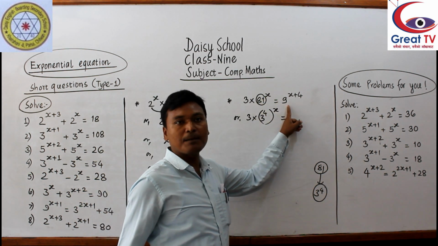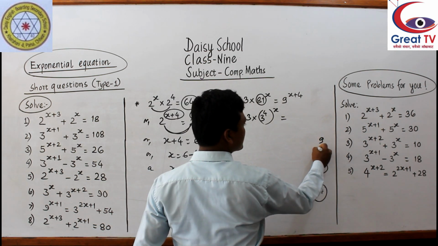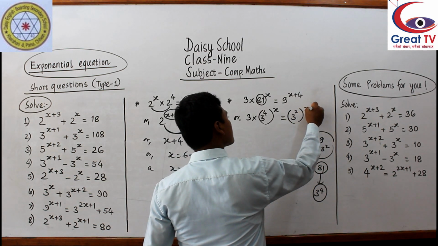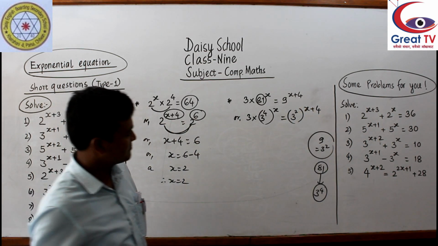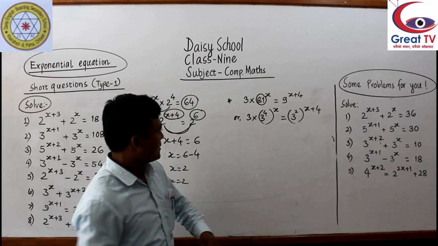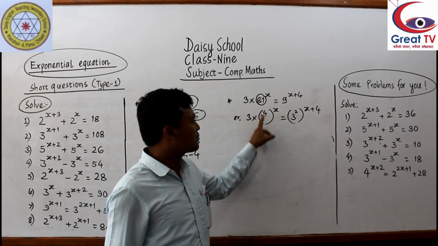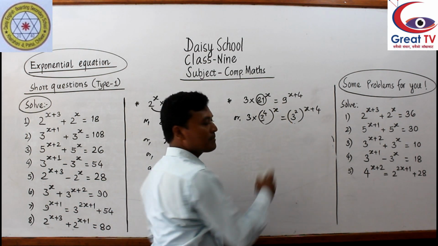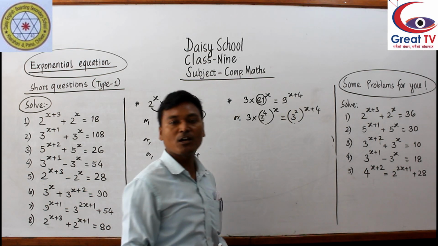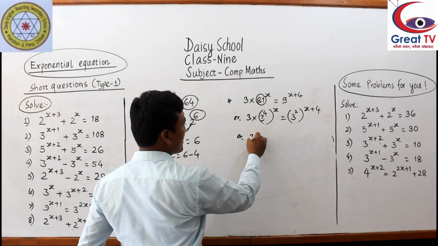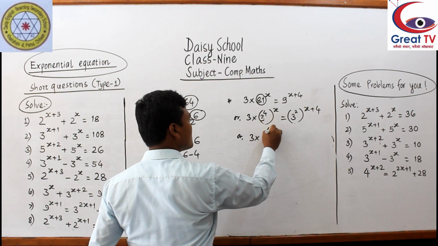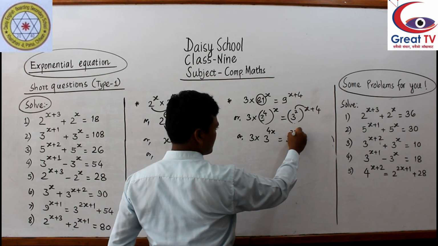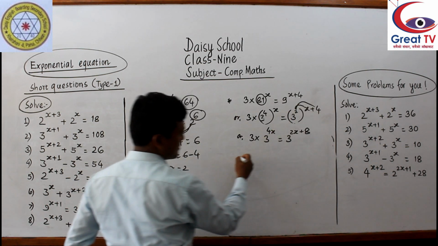Then here on the right side we have the base 9. So 9 is equal to 3 square. So write 3 square and whole power we have x plus 4. So we copied 3 same. In the place of 81 we have written 3 to the power 4, x. We have copied same. In the place of 9 we have written 3 square and we have the whole power x plus 4. Then let us do the 3 times 3 to the power 4 times x, 4x, is equals to 3 to the power, 2 times x, 2x, plus 2 4s are 8.